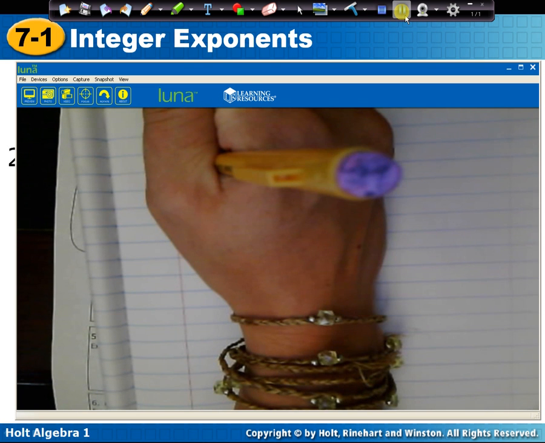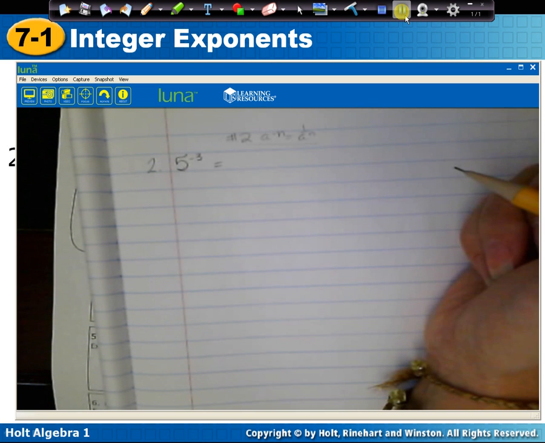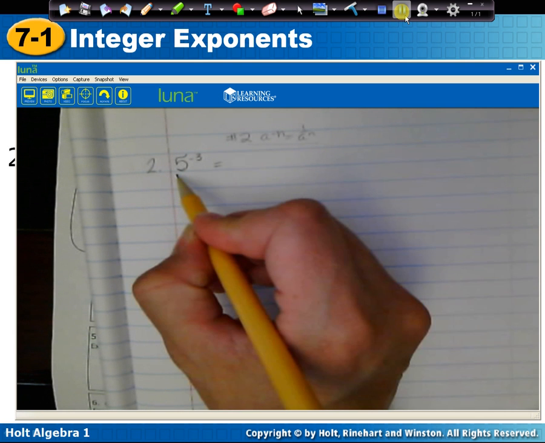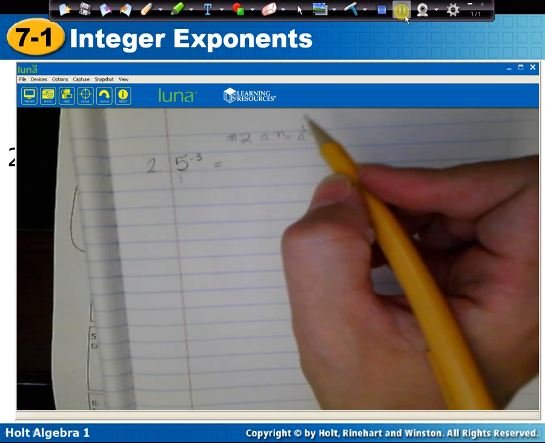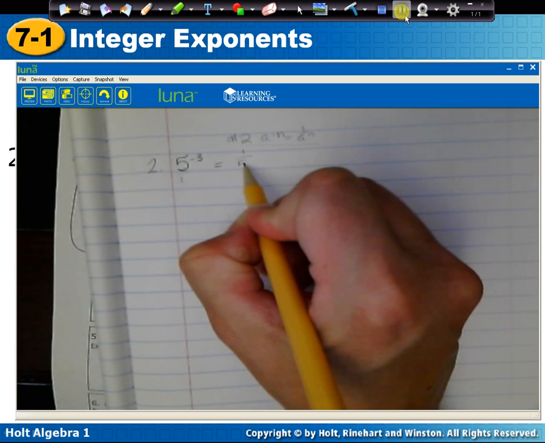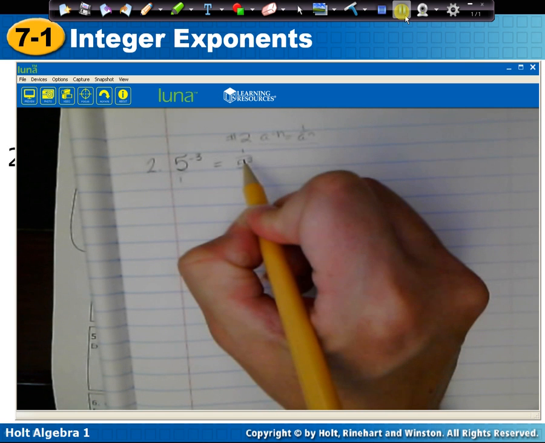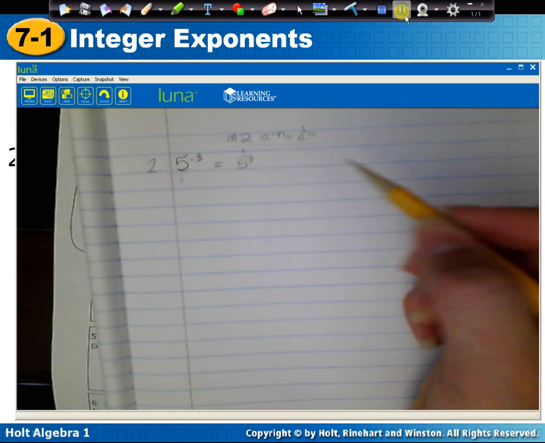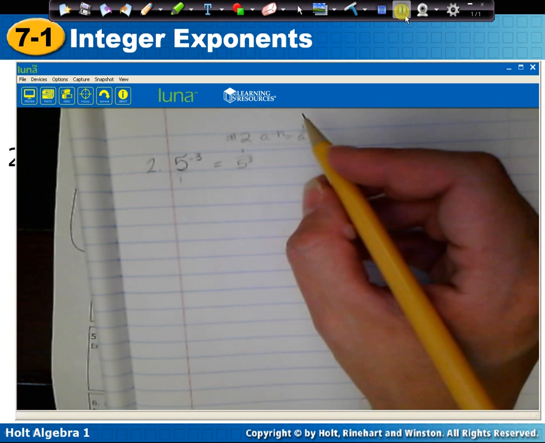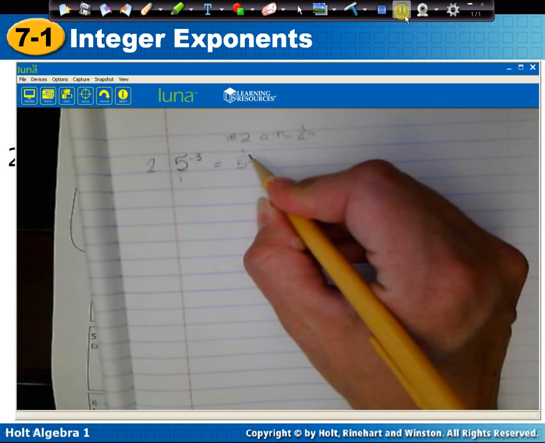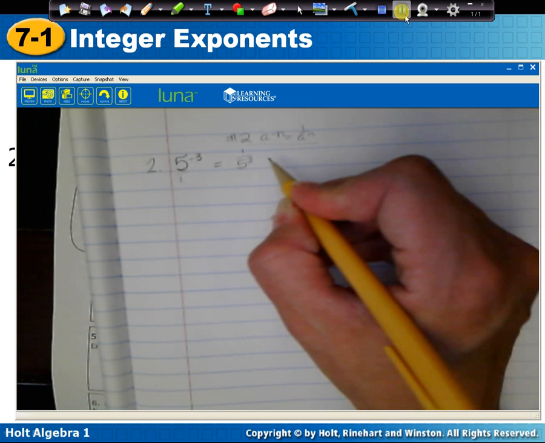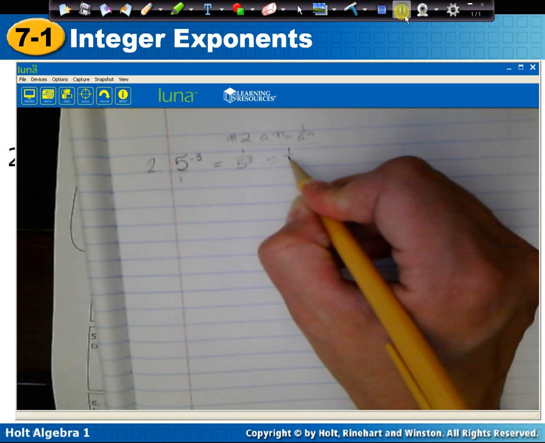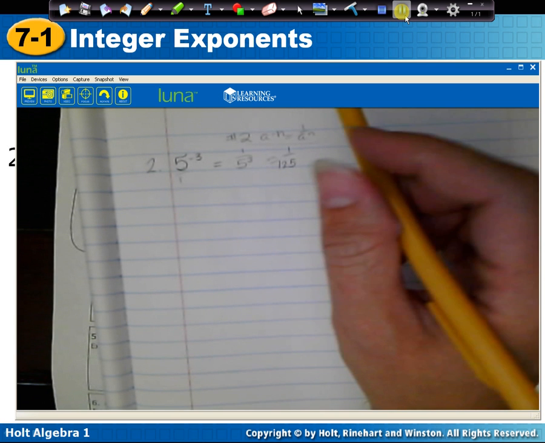Because my exponent is negative and it has to be happy and positive, I have to flip it. So because this is an understood 5 over 1, I'm going to flip my fraction and say 1 over 5 to the positive 3. My exponent becomes positive and happy now that I moved it to the other side of the fraction. I can further simplify that by saying 5 times 5 times 5, which gives me 1 over 125. So that should be my final answer for this one.